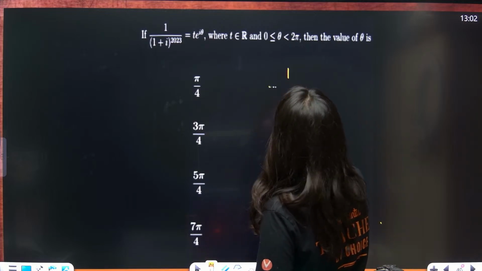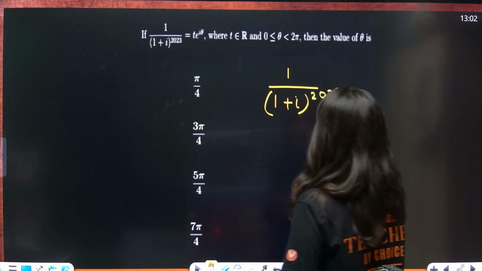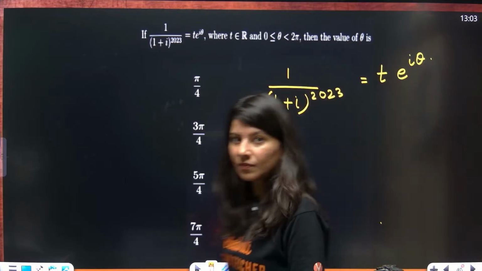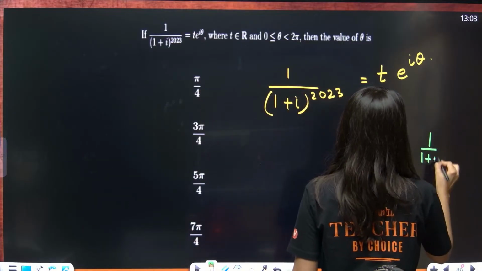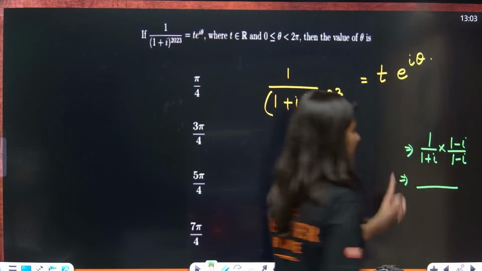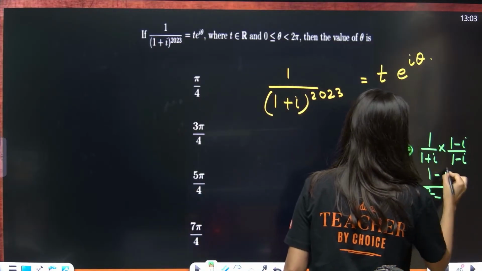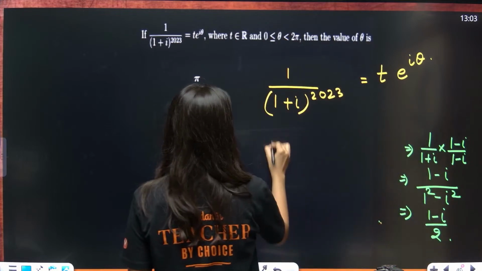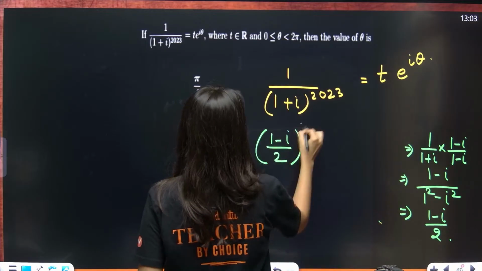1 upon 1 plus iota power 2023, okay, is equals to t e power iota theta. Okay, so now 1 upon 1 plus iota, if I rationalize, what will I get? Can anybody tell me? So this is a square minus b square. So 1 square minus iota square, 1 minus iota. So this is 1 minus iota upon 2. So this is 1 minus iota upon 2 power 2023.